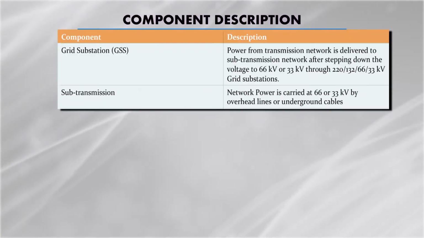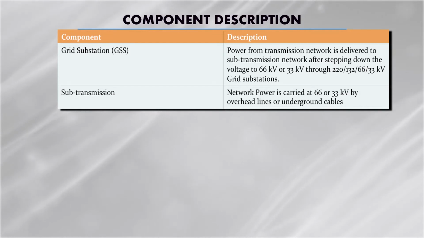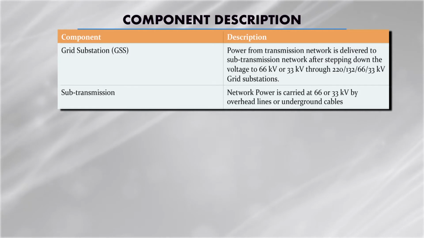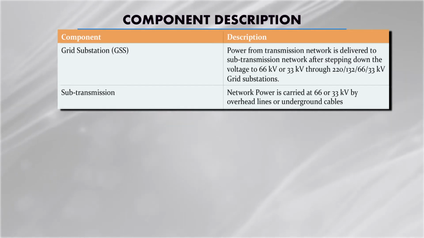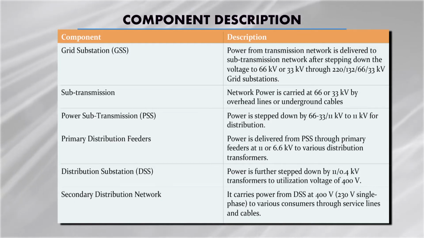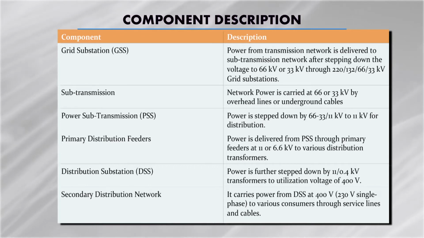Now the sub-transmission system, where the network power is carried at 66 to 33 kilovolt by overhead lines and by underground cables. In the distribution substation, power is further stepped down by 11 by 0.4 kV transformers. What are these transformers? You are all aware of it. A transformer is used either as a step up transformer or a step down transformer.